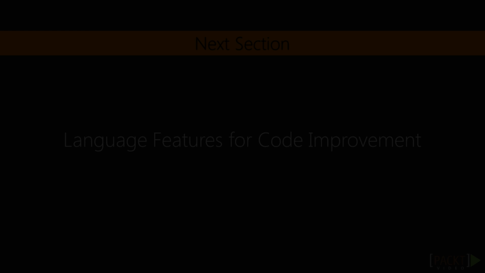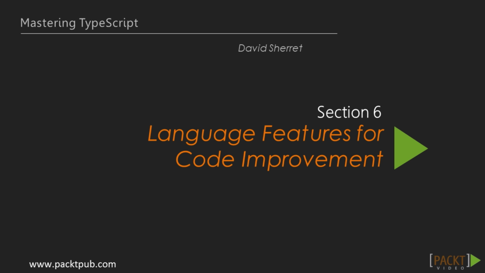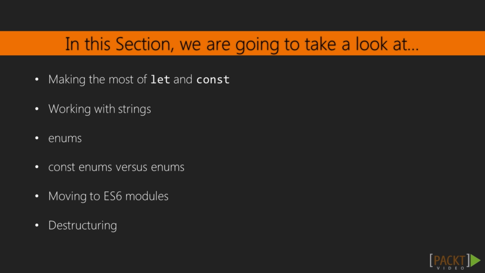Hello and welcome to Section 6 of Mastering TypeScript. In the previous section, we looked at representing JavaScript libraries. This section is on some language features in TypeScript that we can take advantage of to improve our code. In this section, we'll look at making the most of let and const, working with strings, look at enums, then const enums versus enums, moving to ES6 modules, and finally a video on destructuring.